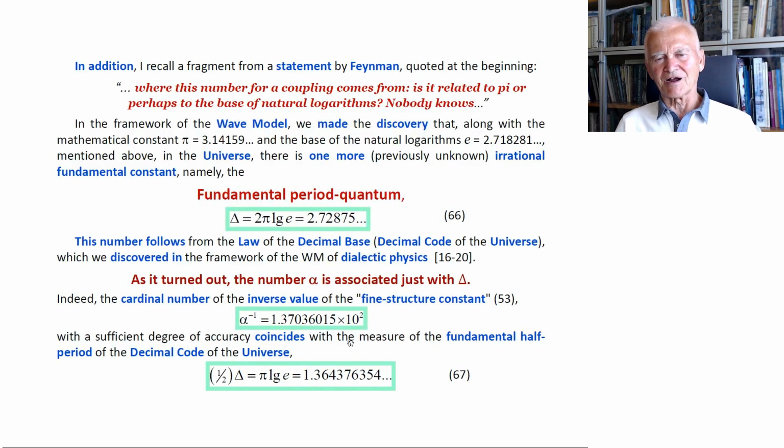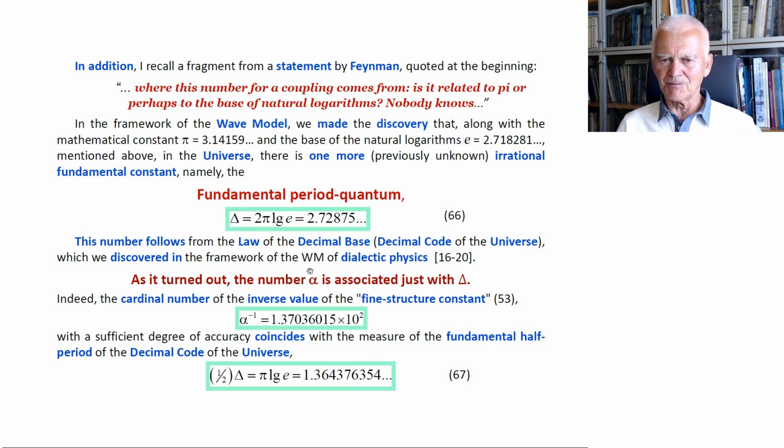In addition, I recall a fragment from a statement by Fermi quoted at the beginning: where does this number for a complex compound come from? Is it related to pi or perhaps to the base of natural logarithms? Nobody knows. In the framework of the wave model, we made the discovery that along with the mathematical constant pi and the base of natural logarithm e mentioned above, in the universe there is one more previously unknown irrational fundamental constant, namely the fundamental period quantum delta equal to pi logarithm e. This number follows from the law of decimal base, the decimal code of the universe, which we discovered in the framework of the wave model of dialectical physics.